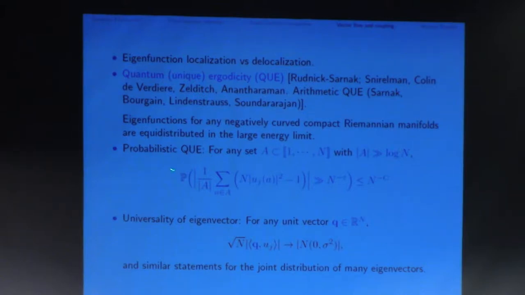So this constant is called the probabilistic QUE. And actually you can even ask the question, you take a projection of the eigenvector onto a fixed vector. And then you can ask what its probability distribution is. And you can guess what it is, because if you just think about it, you choose a random vector from the sphere.